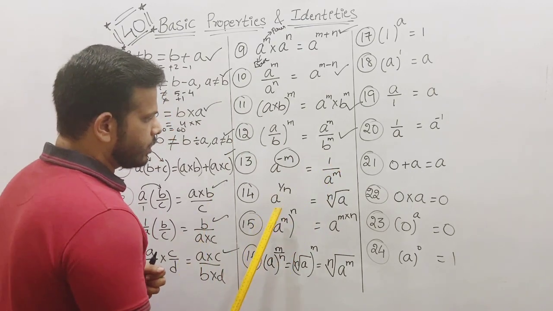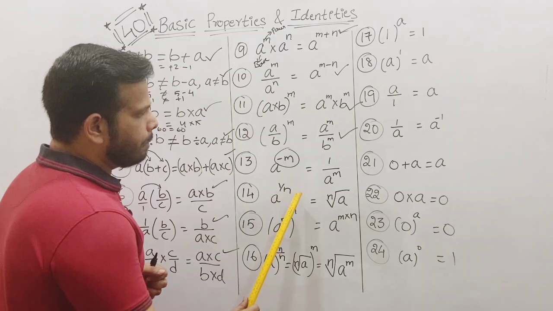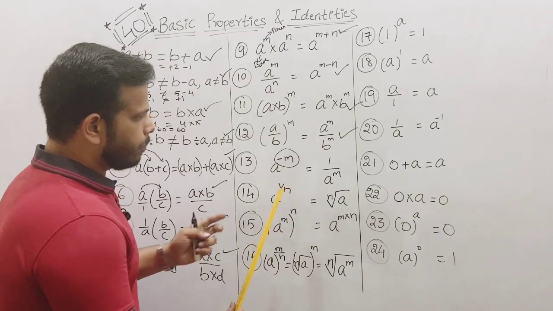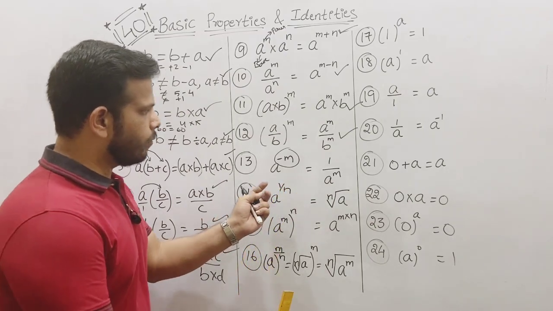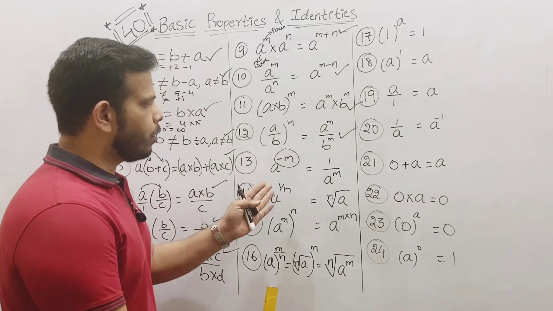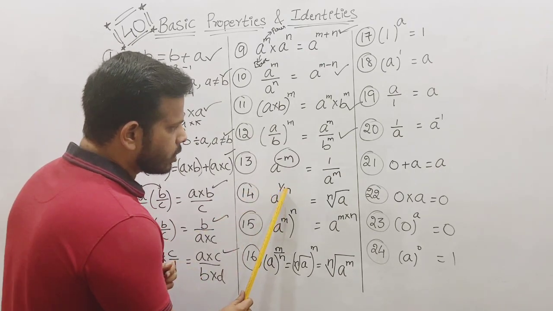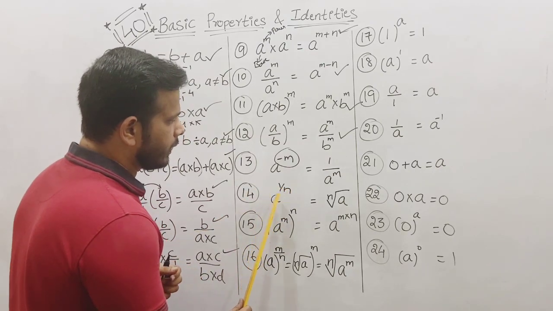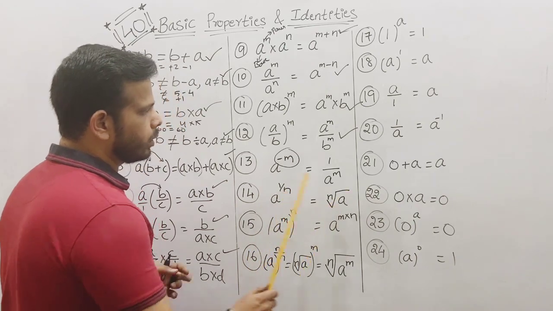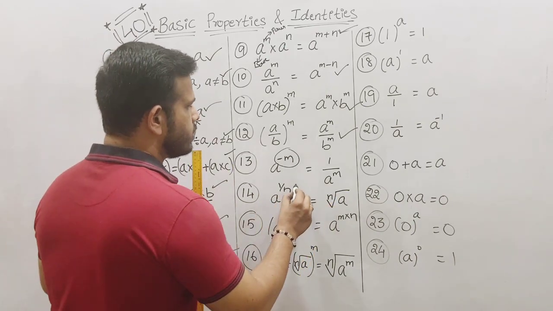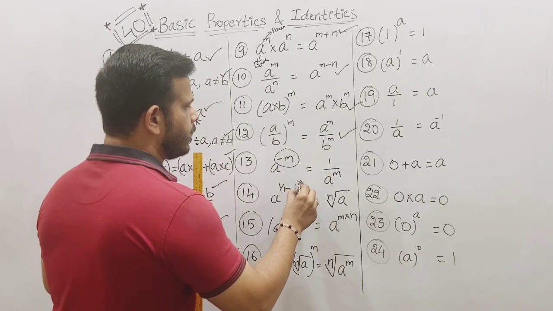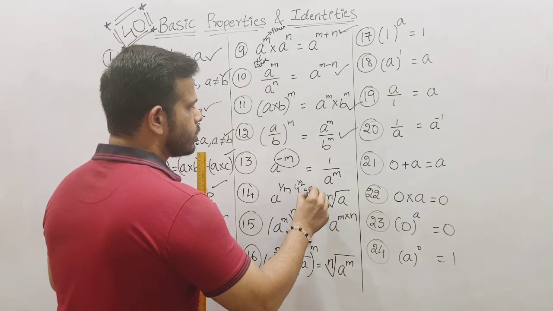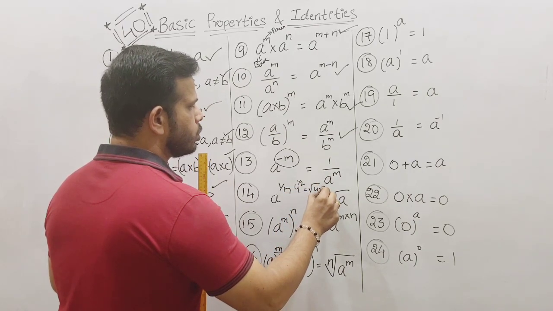Next, a power 1 by n. If the power is in 1 by n form, then it comes to the nth root. For example, if there is 4 power 1 by 2, it is the square root of 4, which is 2.